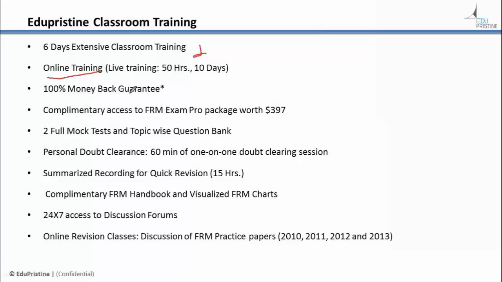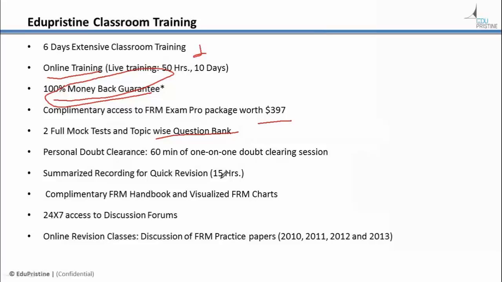The best thing about Edu Pristine's training is that it comes with a 100% money back guarantee. 100%. You will also get access to our FRM Pro package worth $397. There will be 2 full mock tests for you to see how you perform and a topic-wise question bank so that you can practice once you complete one particular topic. Every candidate will get 60 minutes of one-on-one doubt clearing sessions. In case you have any doubts, you can resolve them in this session.